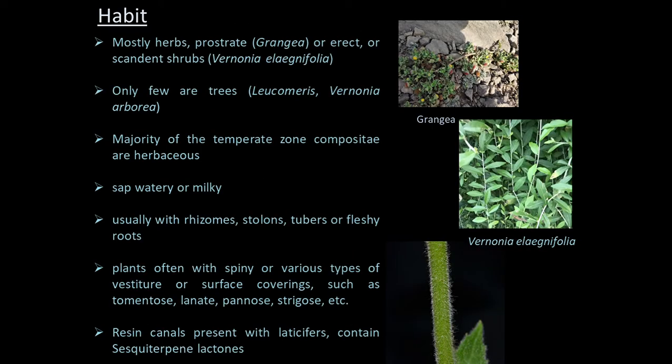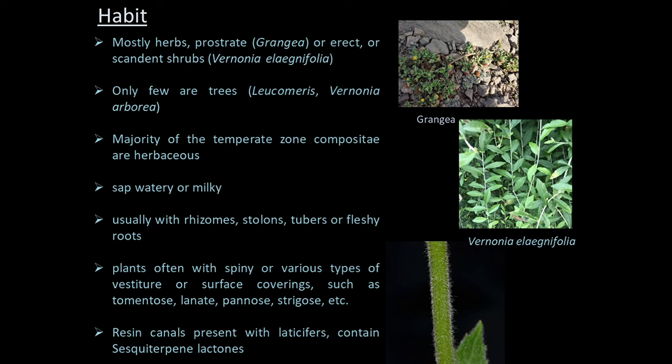Next, about the habit. Most of the members are herbs. Some are shrubs. Very rare are trees. Some are scandent shrubs, like climbers. Vernonia elaeagnifolia is a scandent shrub, otherwise called curtain creeper or curtain plant. Most of the members are erect, but some are prostrate. For example, Grangea is a prostrate member. Leucomeris and Vernonia arborea are examples of tree members.